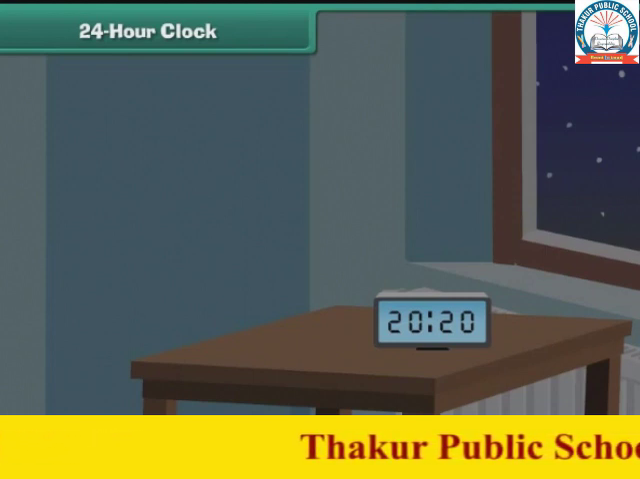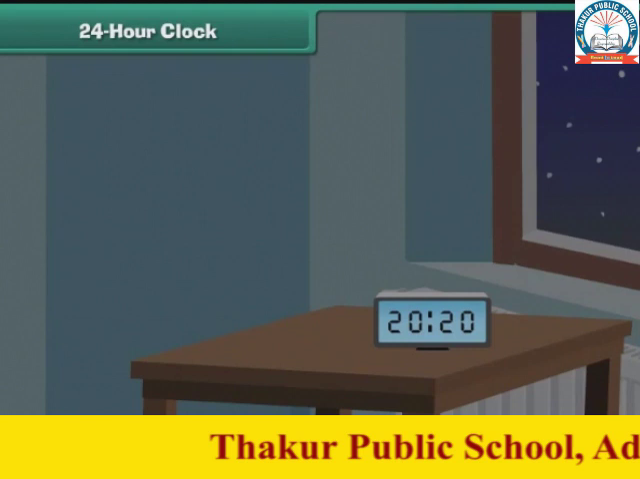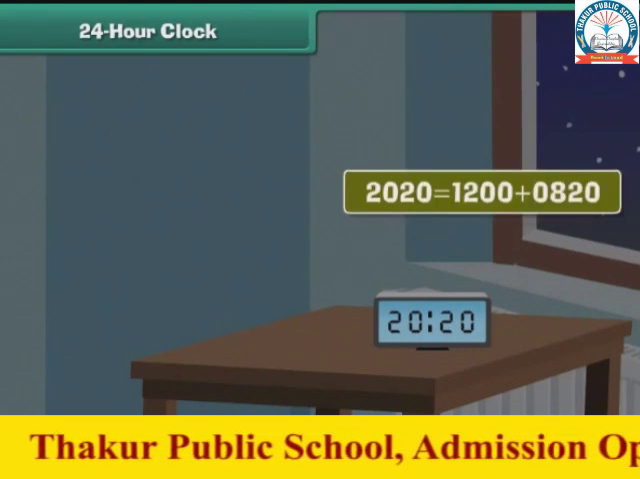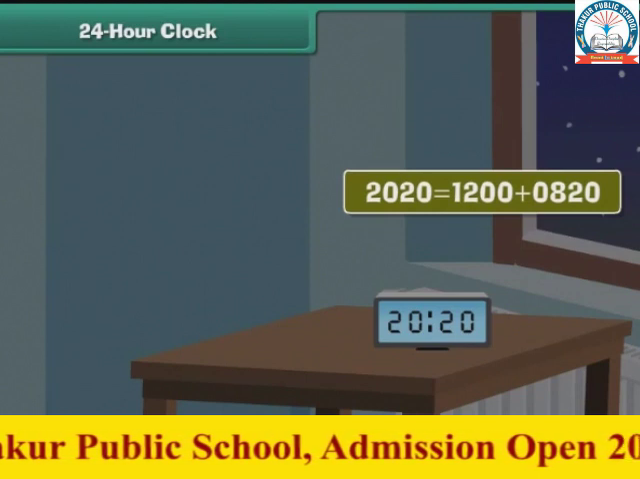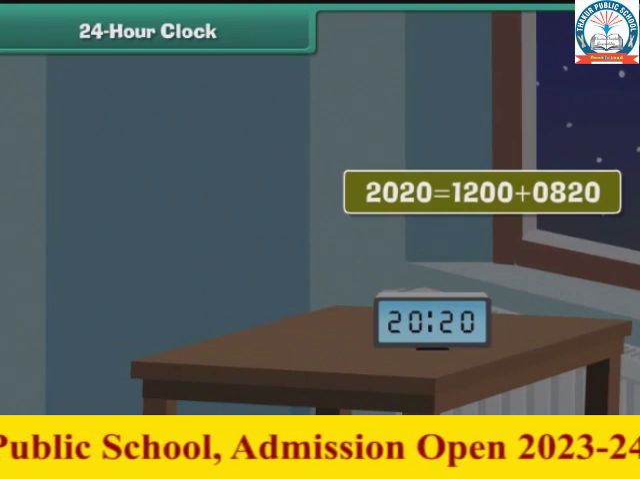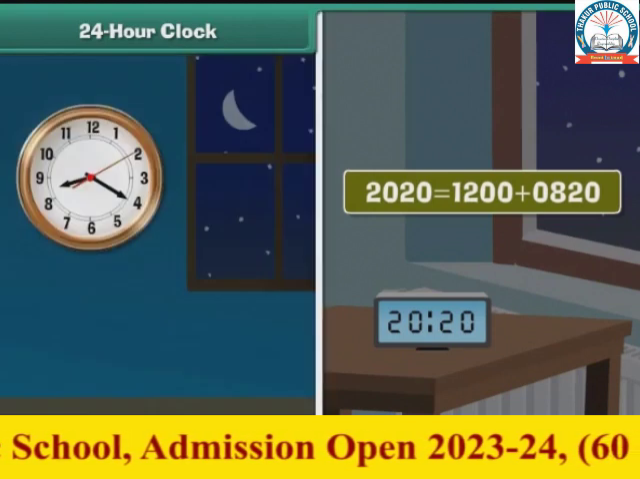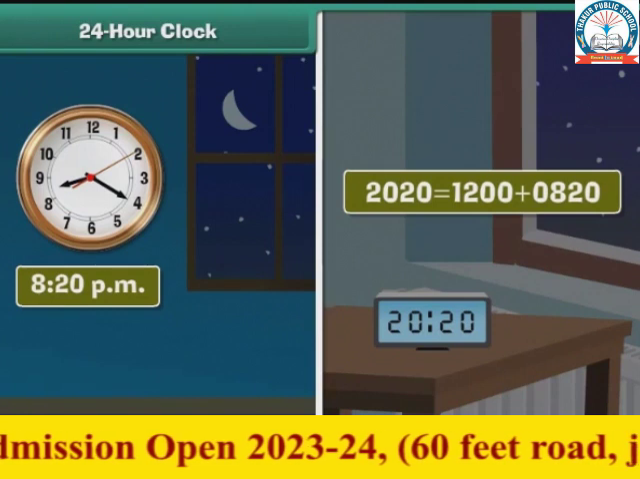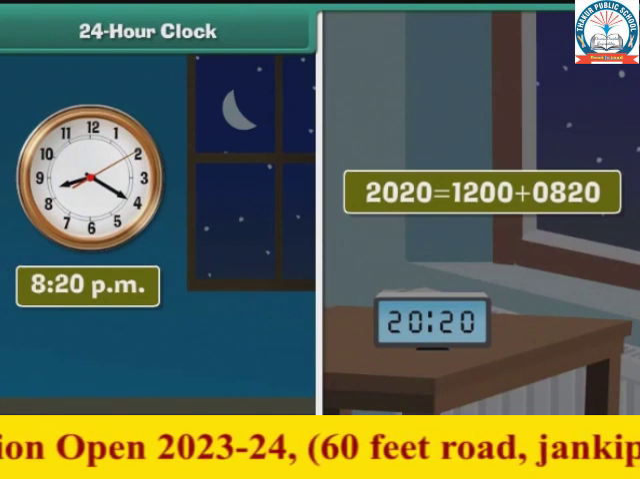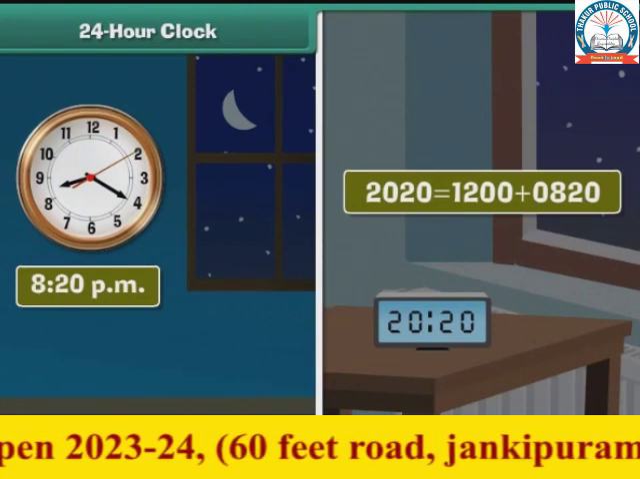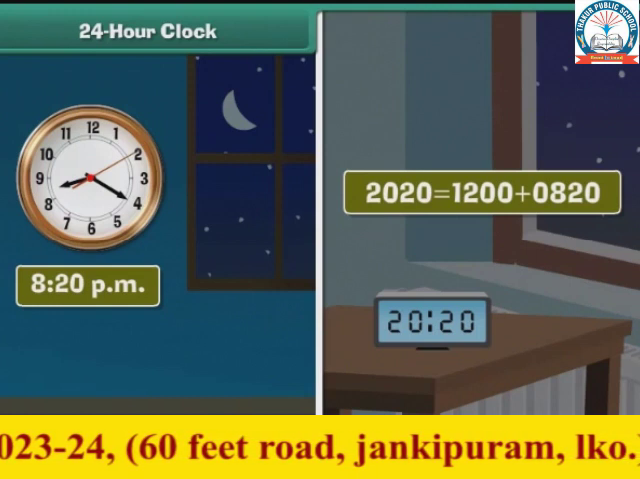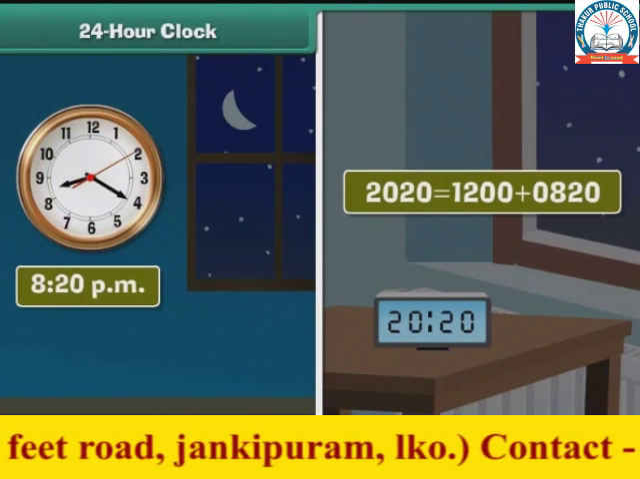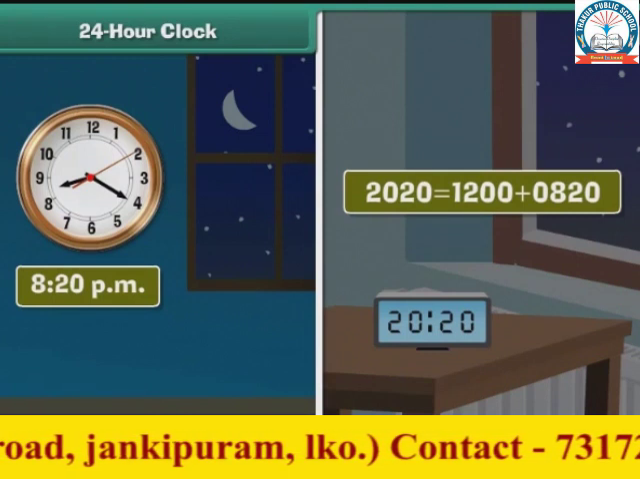This digital clock shows the time as 2020 hours. We can write 2020 as 1200 plus 0820. The 12-hour time is 8:20. As 2020 is greater than 1200, we use PM with a 12-hour time. Therefore, the corresponding 12-hour time is 8:20 p.m.